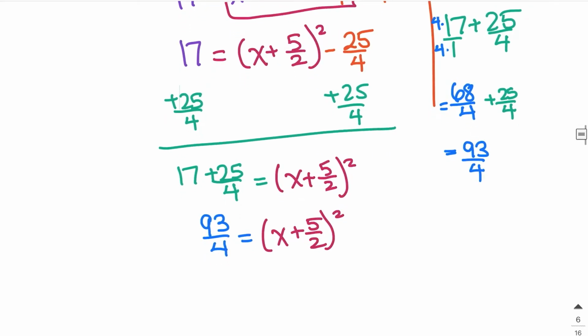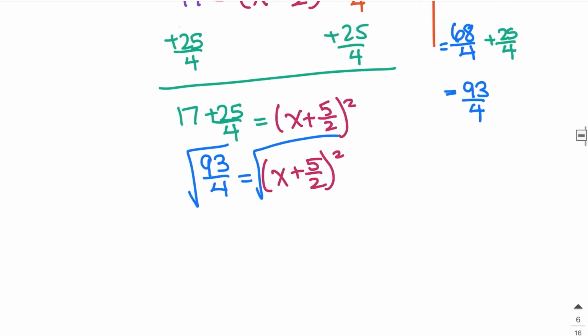Now I can go ahead and solve this by square rooting both sides. So I'm going to go ahead and square root both sides. And now pay very close attention to this right here. So what's left over on this side is just x plus 5 over 2. The square and the square root cancel each other out. Now don't forget that you have to say plus or minus right here.